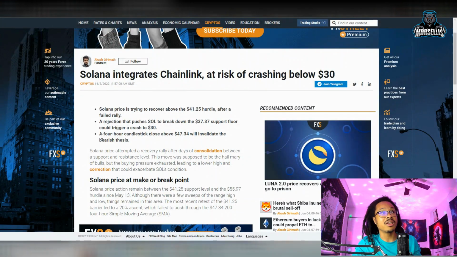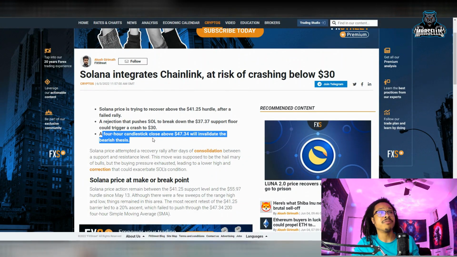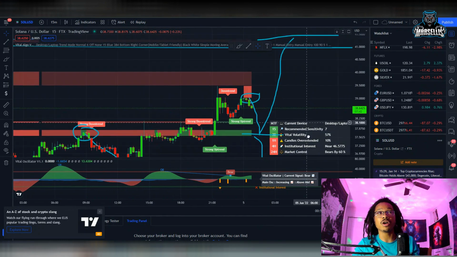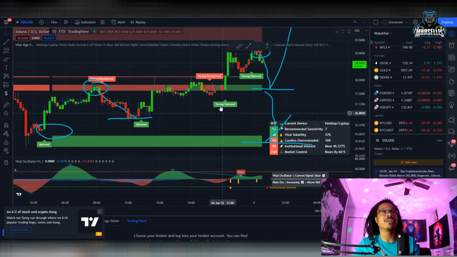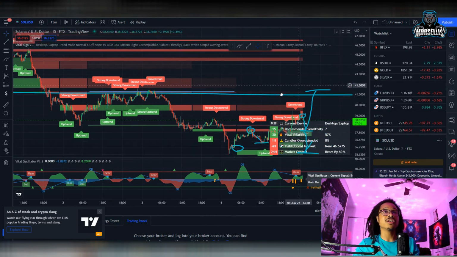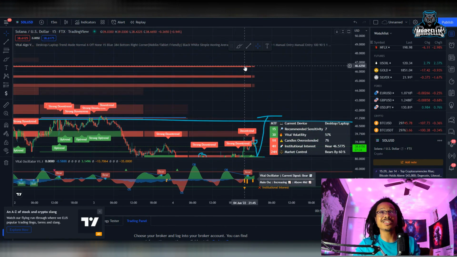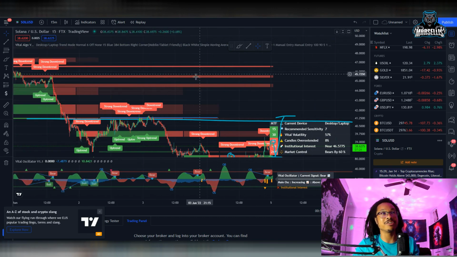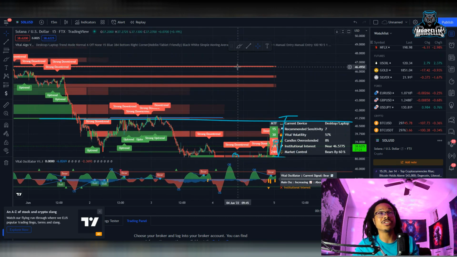Anyways, the next thing: a 4-hour candlestick close above 47.34 will invalidate the bearish thesis. So if we can get above $47, then we're 100% bullish in this market. And yes, I definitely agree with that, because whenever you look at the top where our resistance is, where is that at? It's pretty much at $47. It's around 46.60, but still that's close. That's $47 pretty much, and that's where our resistance is.